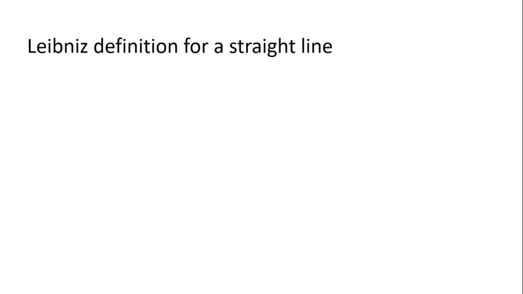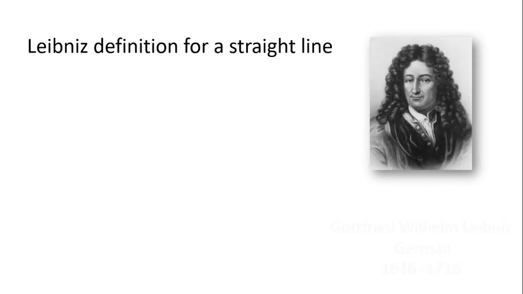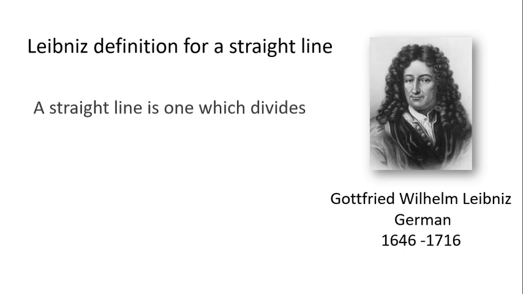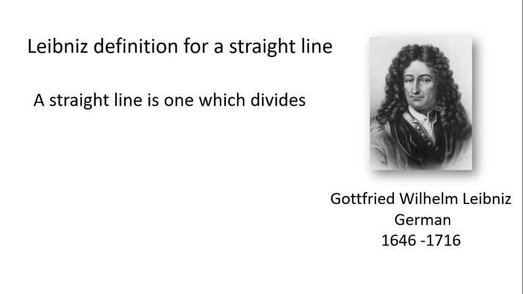Now, for the same thing, a straight line, many others have tried to define it. So, I wanted to quote Leibniz. He defines a straight line like this. He is from Germany, who lived in the 16th century. He says a straight line is one which divides a plane into two parts, into two halves.